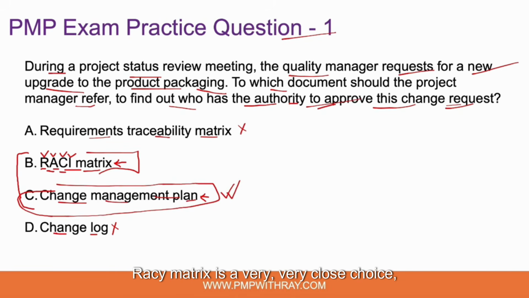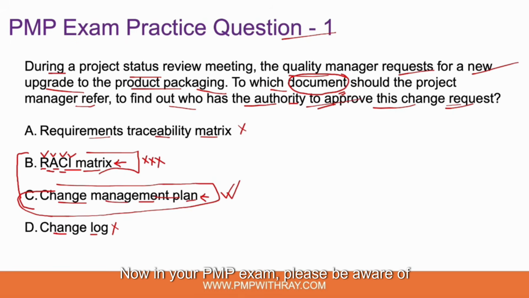RACI matrix is a very close choice, but an incorrect answer choice, guys. Okay, and also note that, guys, the question is asking to which document should the project manager refer. Okay, so when it's talking about document, it's basically talking about a project artifact. Okay, it's not talking about a tool or a technique. Okay, so change management plan is a project artifact. RACI matrix is not a project artifact or a project document. It's a tool or technique for task allocation or responsibility allocation. Okay, so from that angle as well, this answer choice is also incorrect.